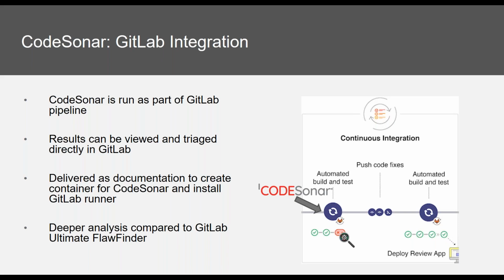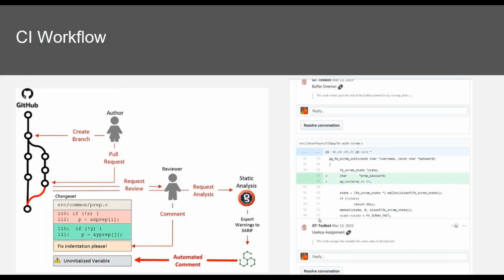And of course, there are built-in flaw checkers in GitLab Ultimate today, but this gives a much stronger and much deeper analysis than the checkers that are built into different tools today. Here is another example, GitHub, where you just use CodeSonar as a reviewer in this workflow, like a test bot for every commit you do.